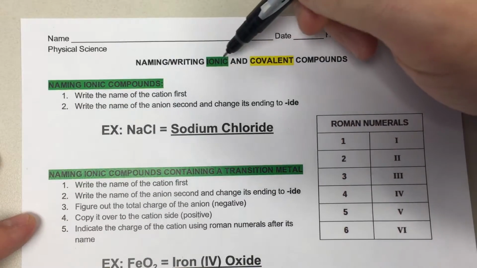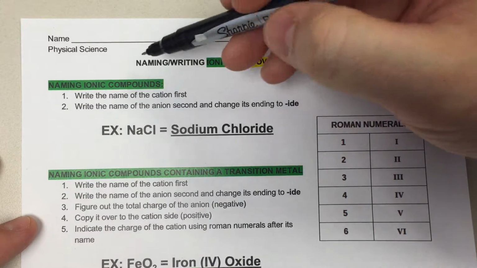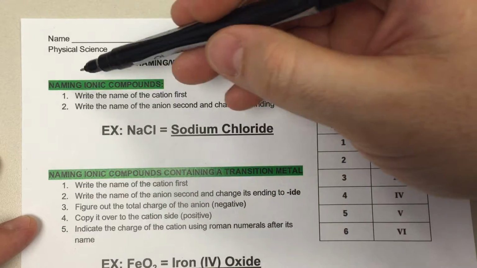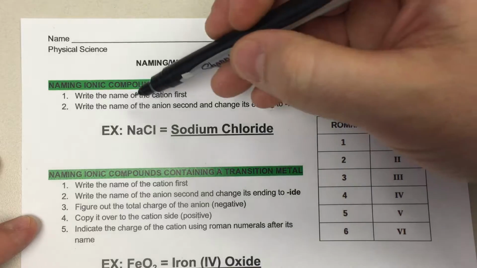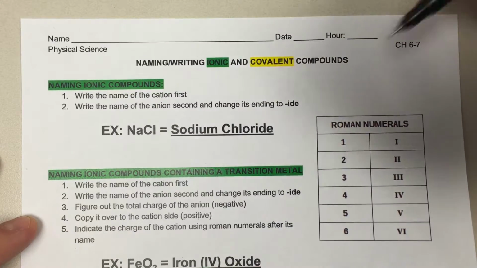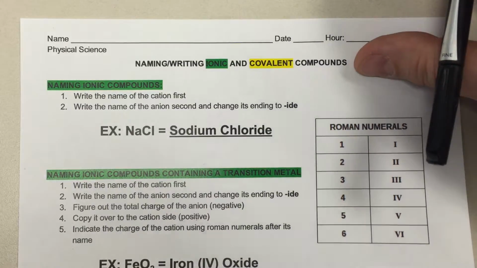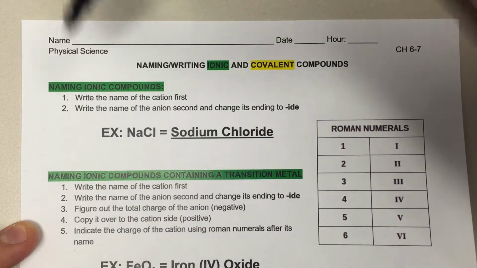Now, I have the ionic compounds in green and the covalent compounds in yellow. I'm going to be walking through how to name all of the ionic compounds first, then write them, and then we'll do the same thing for covalent compounds. I'm just going to go through the worksheet and show you what we're going to be doing here. At the very end, there's practice, so if you just want to fast forward to the practice, you can pause the video at any point in time and try them. So let's go ahead and start.